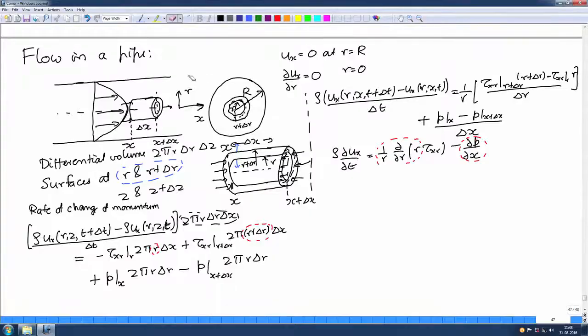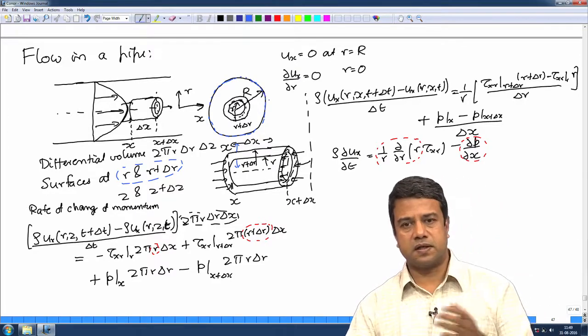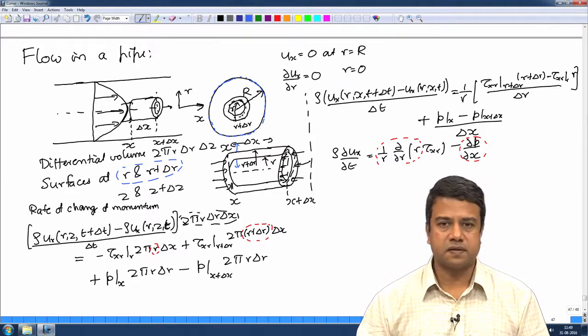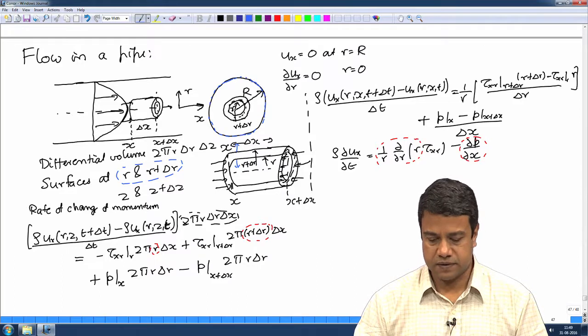So, we consider a pipe of radius r across which a pressure difference was applied, and that difference in pressure was responsible for generating a flow in this pipe. This pressure difference of course has no real analog in mass and heat transfer. So, it is specific to momentum transfer.